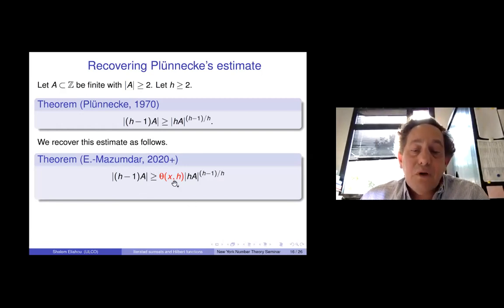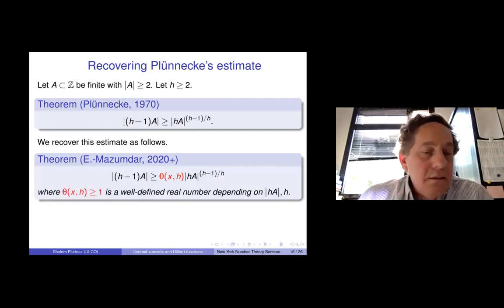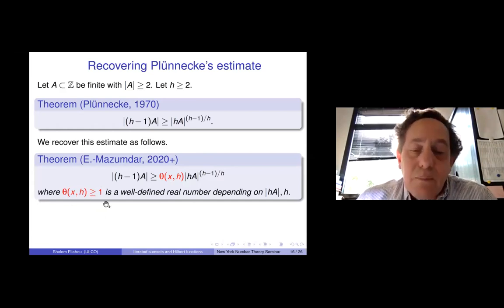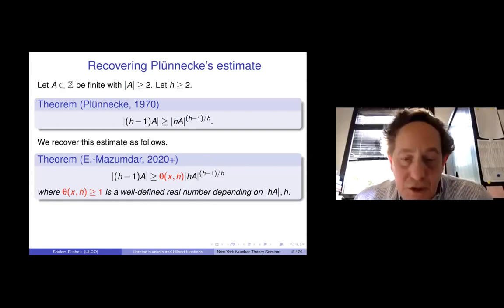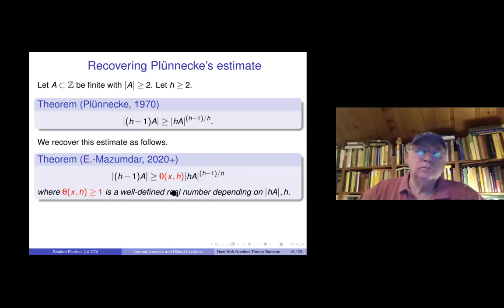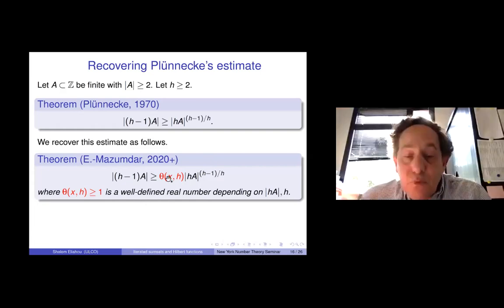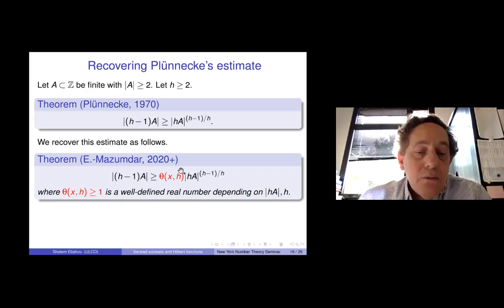And here is how we recover this estimate, and we shall improve it. This is the same terms, but there is a new factor here, theta of x_h. So what is x? This I will define later. This is some well-defined real number, which is at least 1. It depends on the cardinality of hA and on h. I will explain later what this x is. So this is our improvement, and in one or two slides, we will show that in fact this is strictly more than 1. So this is a strict improvement.